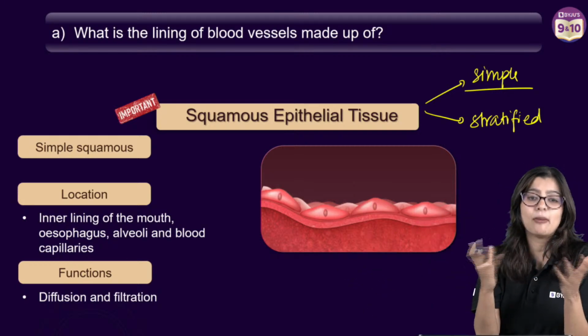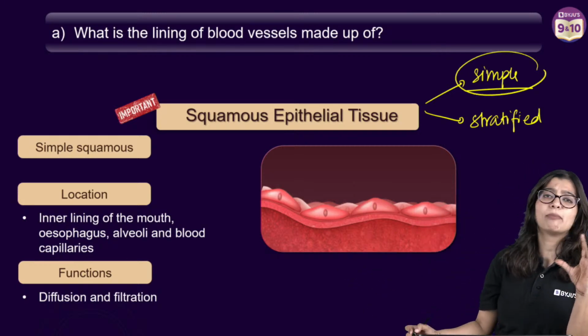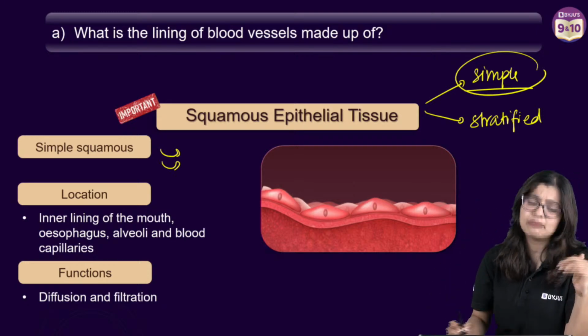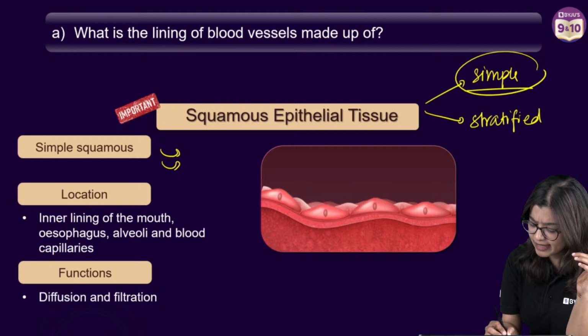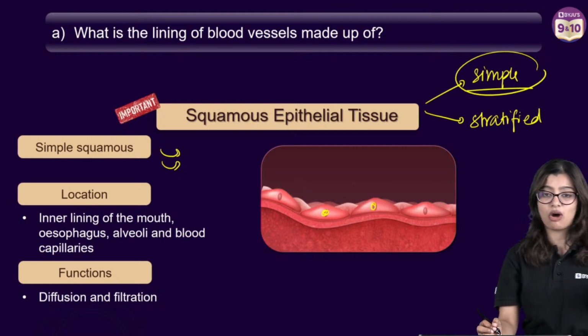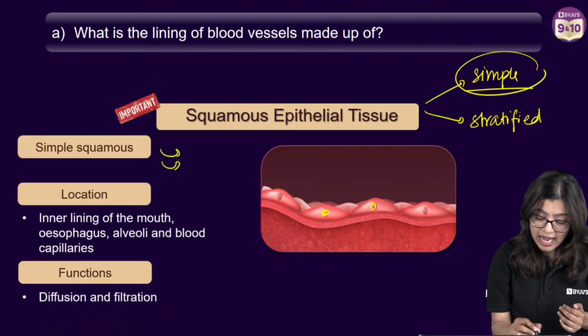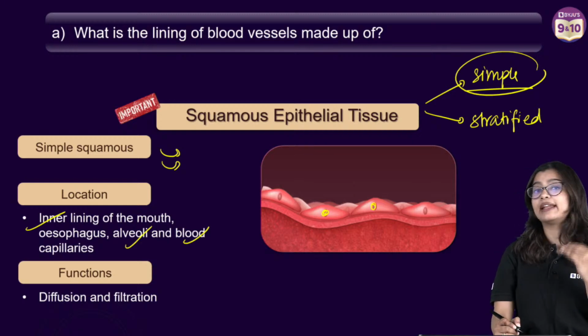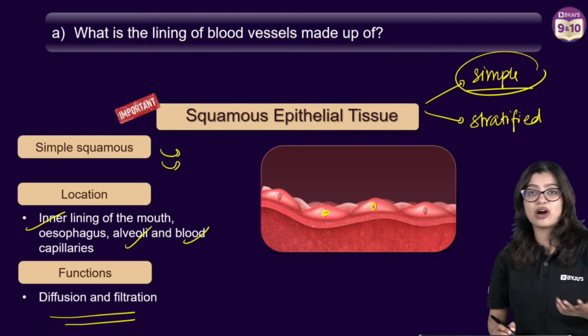But it is not complicated, right? It is not complicated. That means there are not multiple layers. But it's a single layer, so we call it as simple squamous. Yes? So we see that here it is called as simple squamous. Where do I find it? I find it in the inner lining of my mouth, in the inner lining of blood vessels, inner lining of alveoli. What is their function?